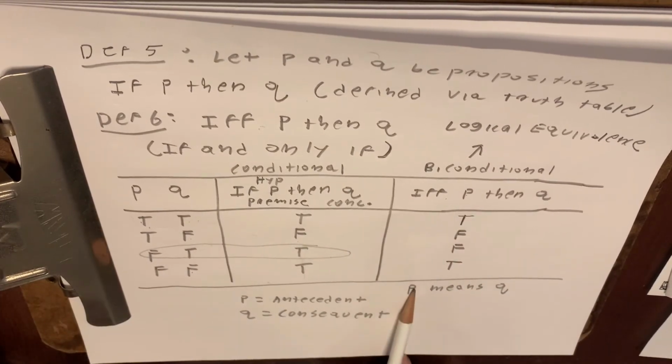Because every time P is true, Q has to be true. And every time P is false, Q has to be false. And every time Q is true, P has to be true. And every time Q is false, P has to be false. Then essentially, logically, given that they are propositions, they mean the same thing.